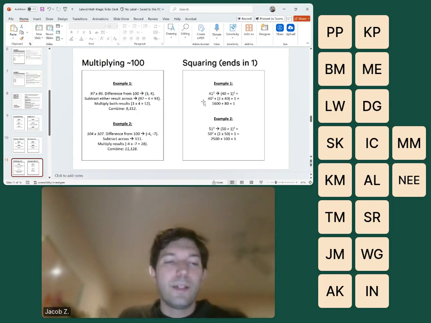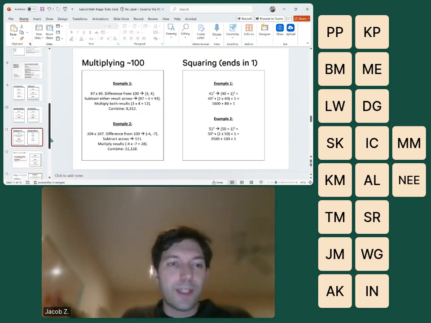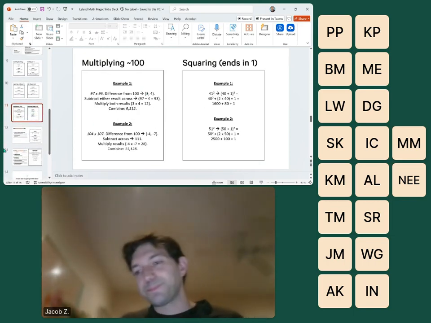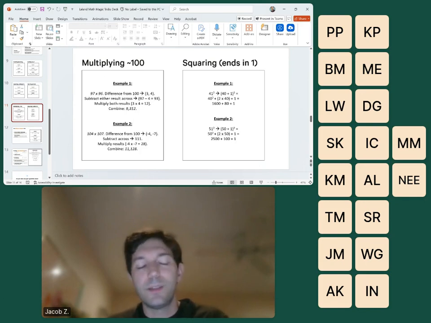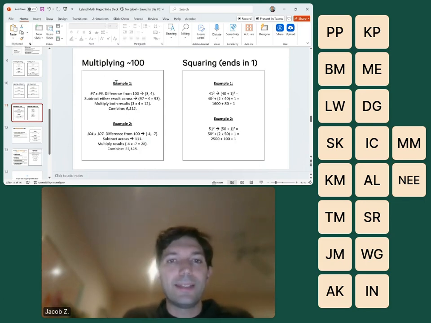Okay. So we have 2 more of these arithmetic tricks. This one is called multiplying numbers that are close to 100. Again, this is one of the ones where I'd say if you're really more adventurous and want to practice, this would be good to practice. It does take a little bit more practice than some of the others.